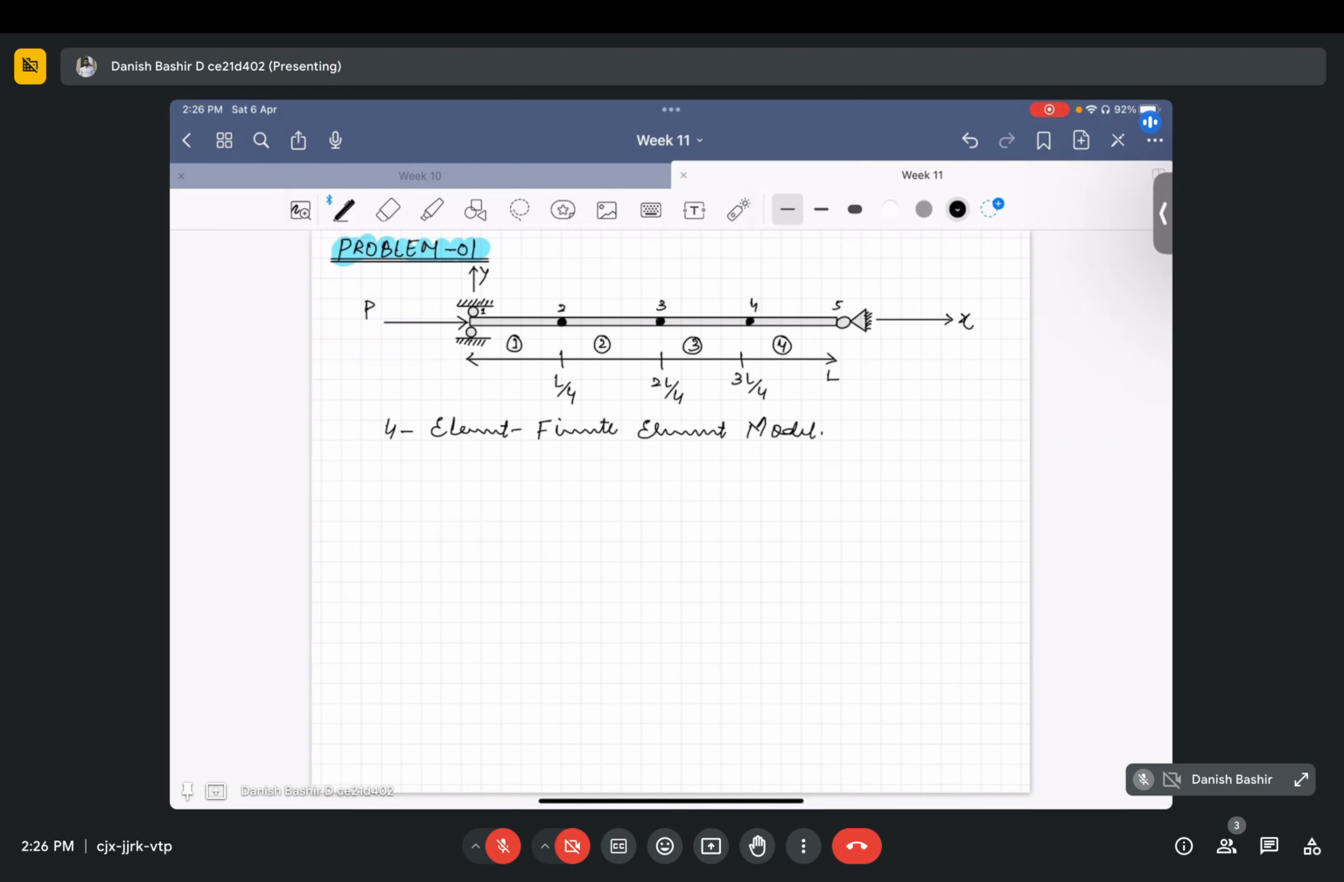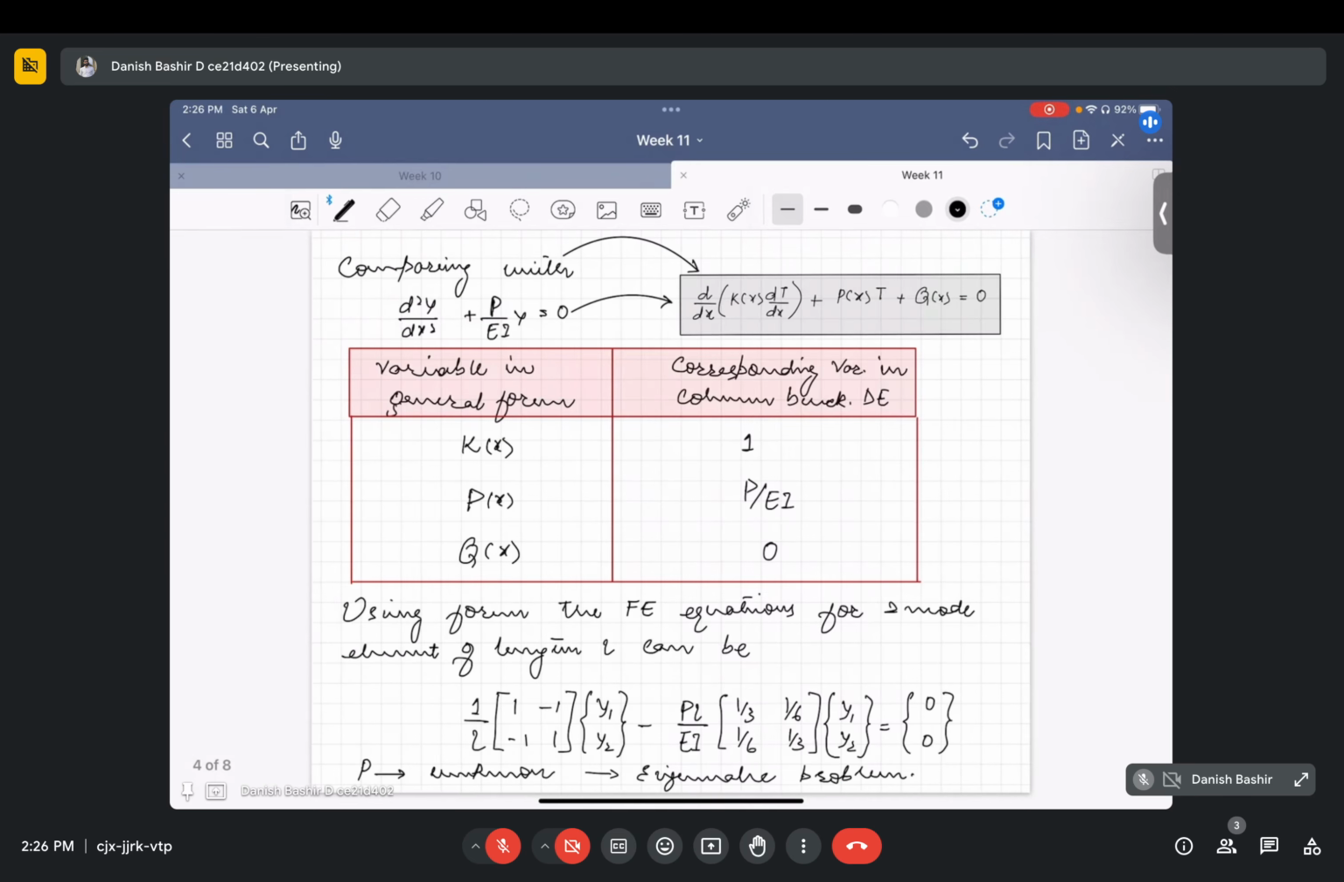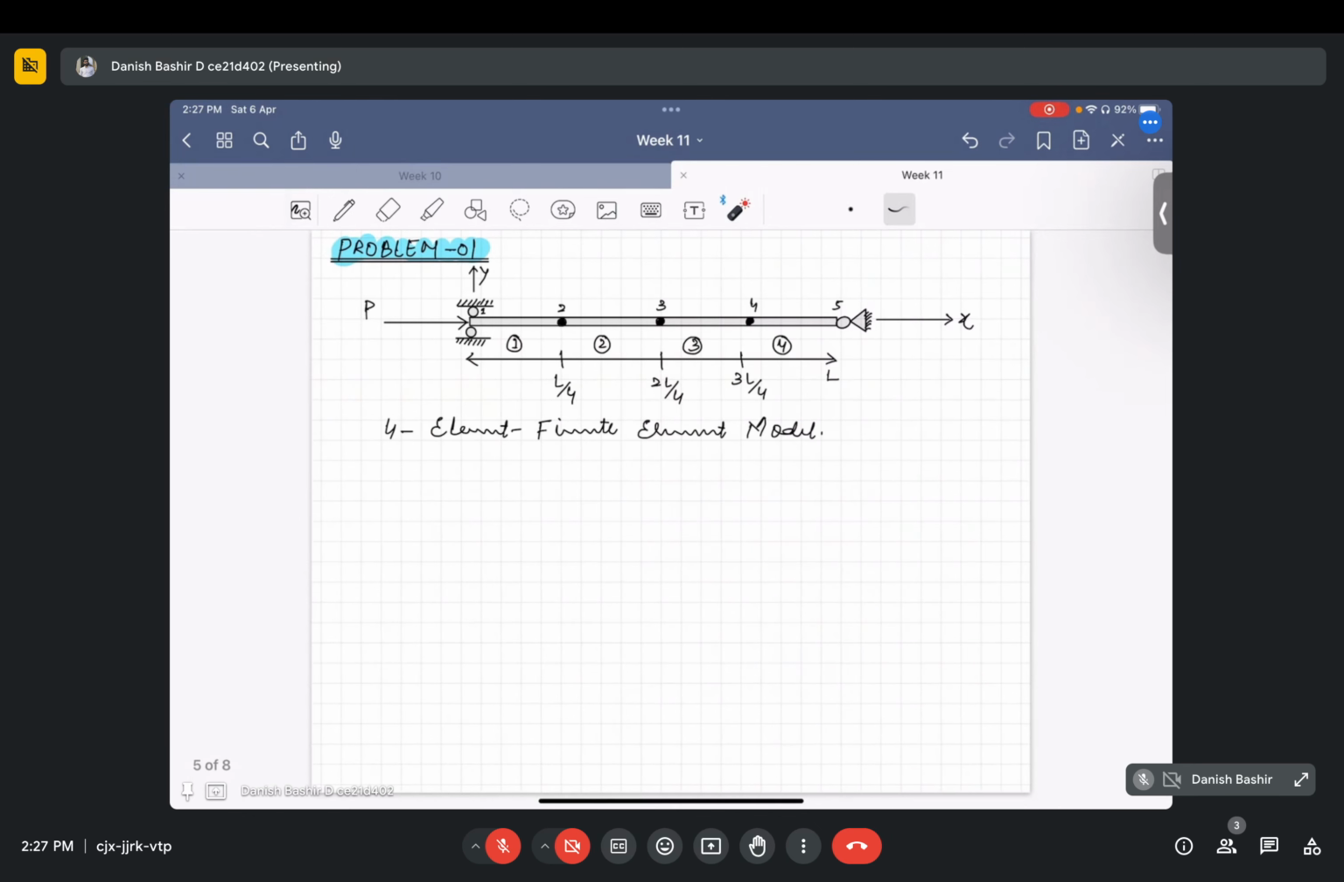So we have to solve this simply supported column which is subject to an axial load P. We have to find the load P that will cause buckling in our column, that is, the buckling load. So we have to use this element equation, write the equation for each element, and then find the load. So let us start.